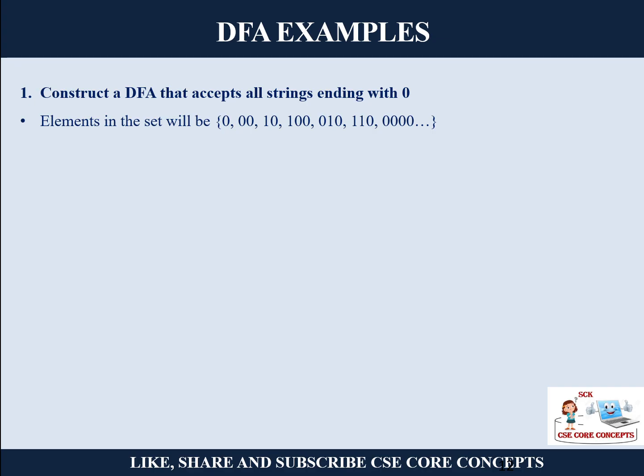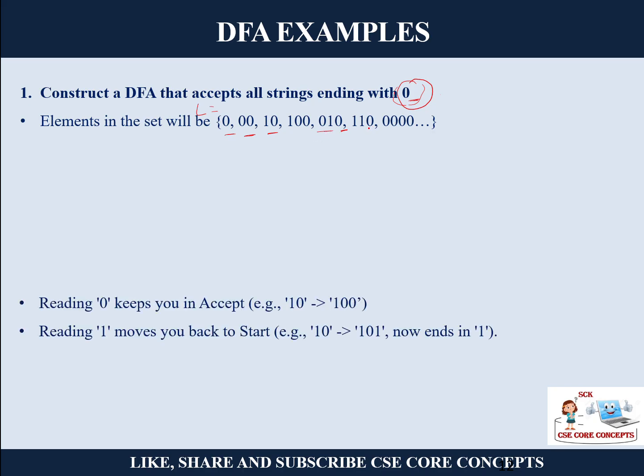So let us construct a DFA that accepts all strings ending with 0. The requirement is that all strings should end with 0. So what will my language set be? It always starts with the minimum: 0, 00, 10. It should end with 0, right? But before this 0, there can be any number of ones and zeros. So this is how my language set will look.